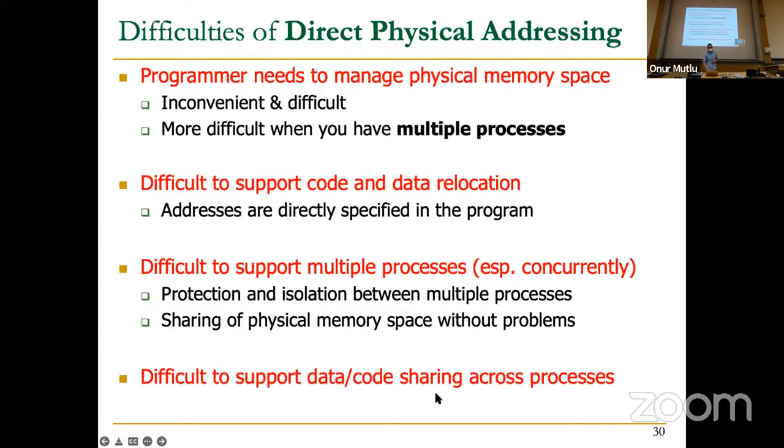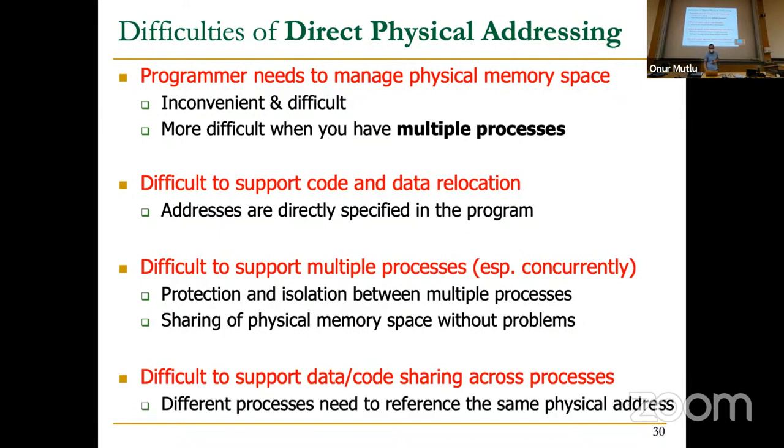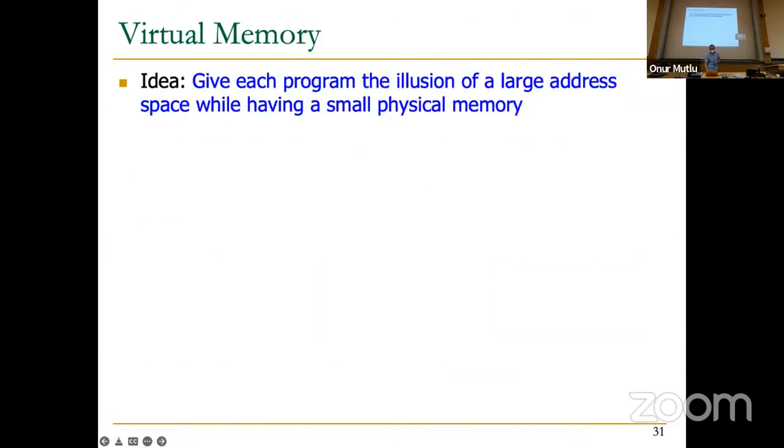And it's difficult to support data and code sharing across processes also, if you really want to share that address, because different processes somehow need to be coordinated to manage and reference the same physical address. And how do you do that? So adding a level of indirection helps all of these because it enables you to allocate some address and share it with others, for example. Okay, so that's the basic idea of virtual memory.